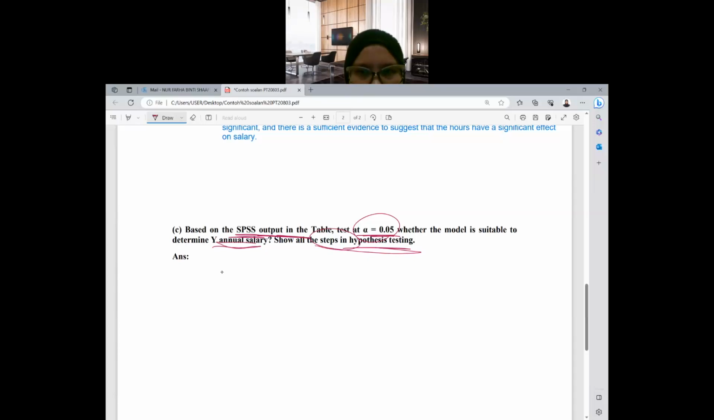whether to suggest that it is significant or not. So it will involve several steps. For the first steps, we have several steps, so I will just inform you of the steps.